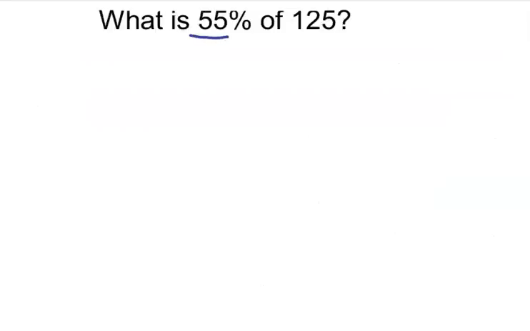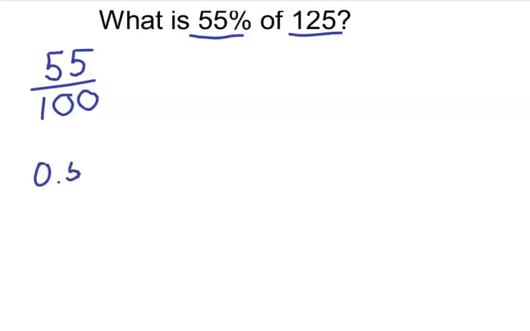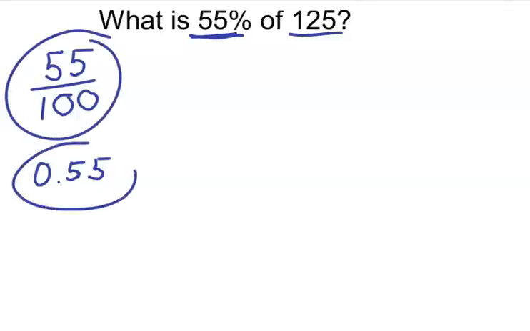What is 55% of 125? Okay, remember, 55% is the same as 55 over 100. Anytime you see a percent, you know it's that number over 100. And of course, if you turn that into a decimal, it's going to be 0.55. So that's also 55%. All three of these things are the same value.